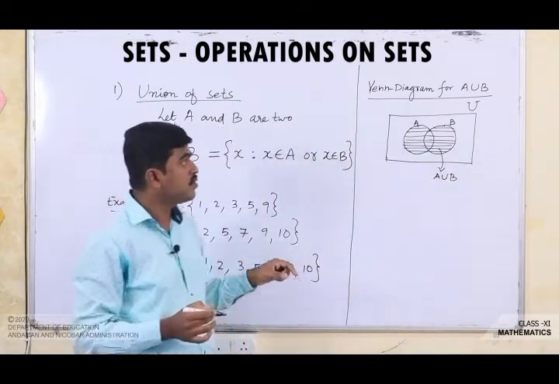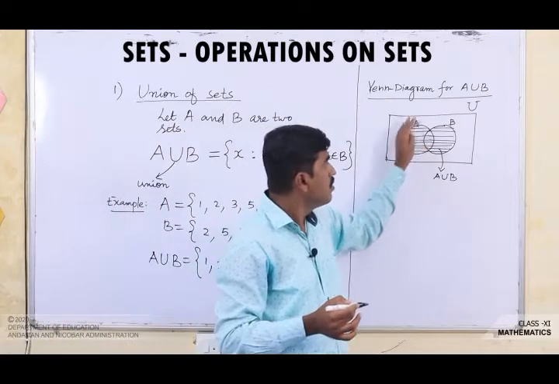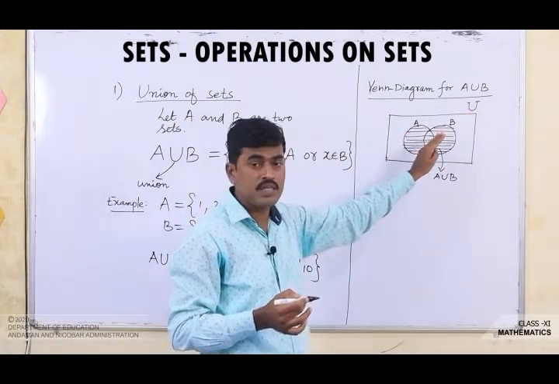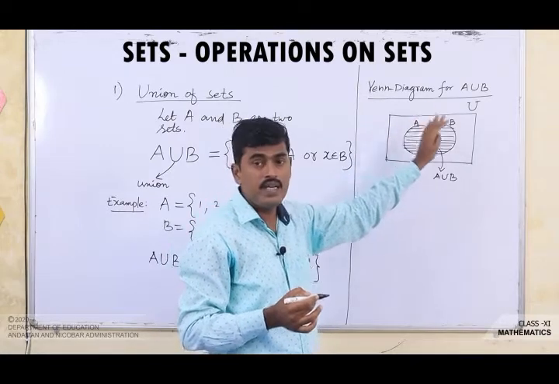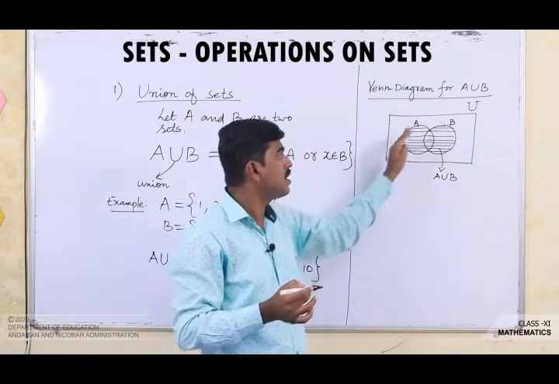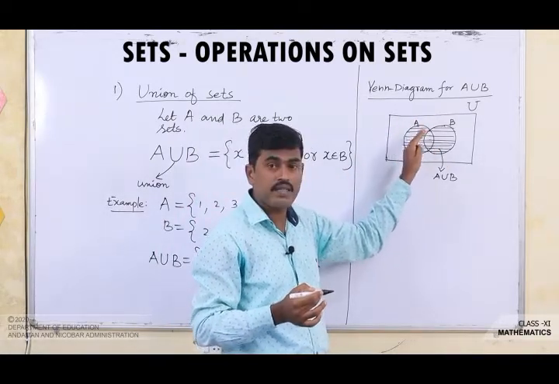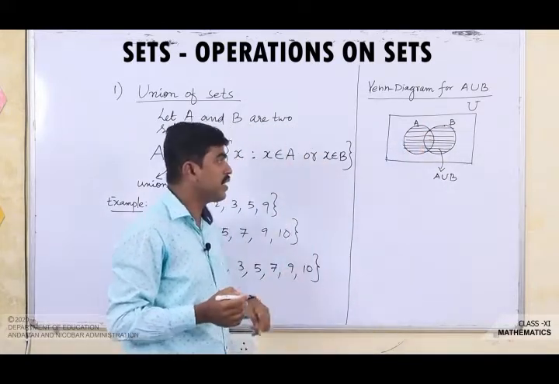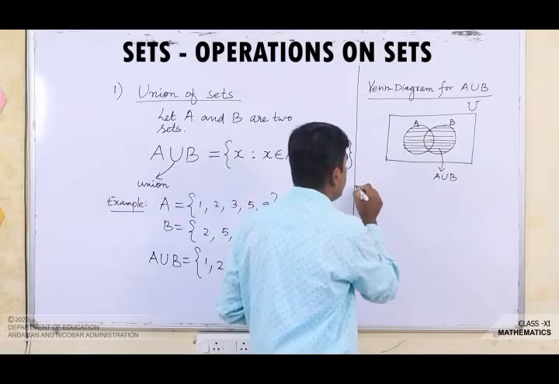Clear? How to draw the Venn diagram for A union B? First draw the rectangle for the universal set, then draw the two circles for the sets A and B, then shade the whole region inside these circles. So this is the Venn diagram for A union B.